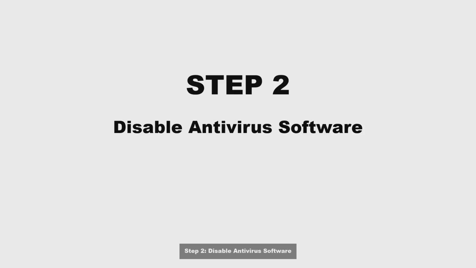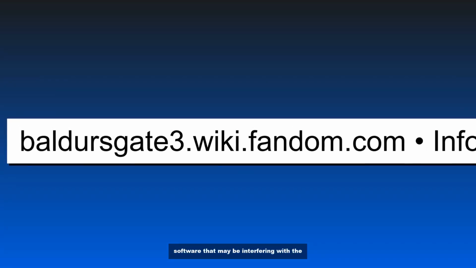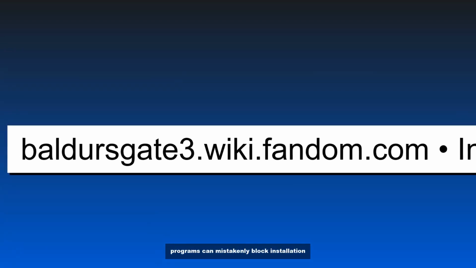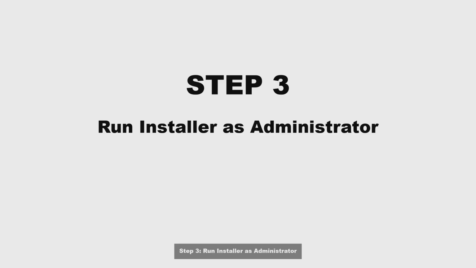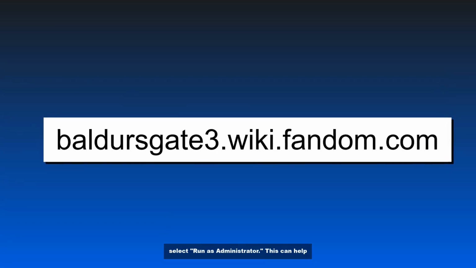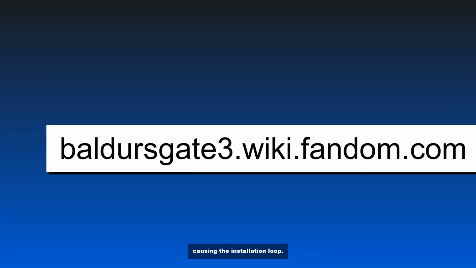Step 2. Disable antivirus software. Temporarily disable any antivirus or firewall software that may be interfering with the installation process. Sometimes, security programs can mistakenly block installation files. Step 3. Run installer as administrator. Right-click on the installation file and select Run as administrator. This can help bypass any permission issues that might be causing the installation loop.